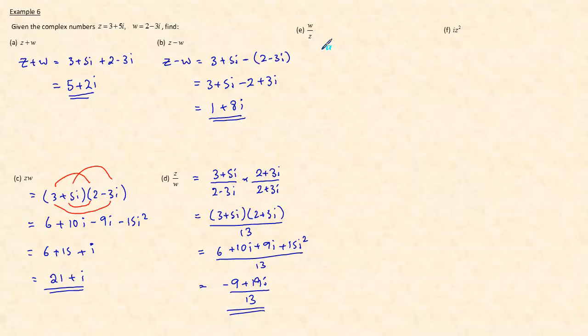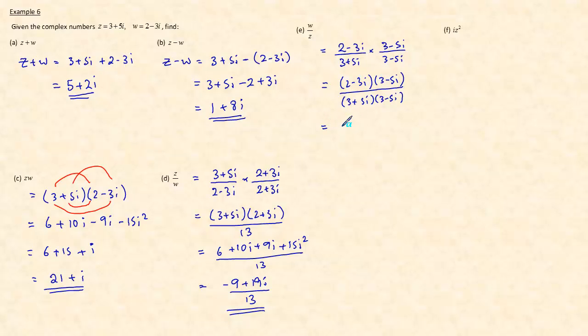Now w over z, so we've got the w on the top this time, 2 minus 3i, and then 3 plus 5i, so we're going to multiply that by 3 minus 5i over 3 minus 5i, so that's the conjugate of this. So we have 2 minus 3i, 3 minus 5i, over 3 plus 5i, 3 minus 5i.